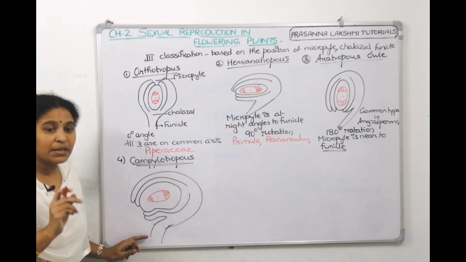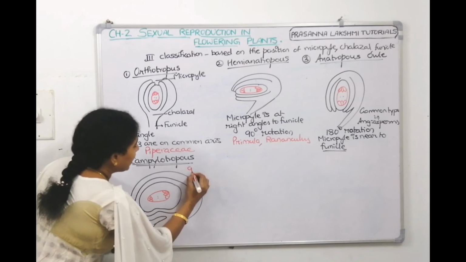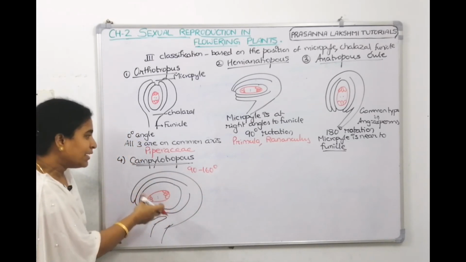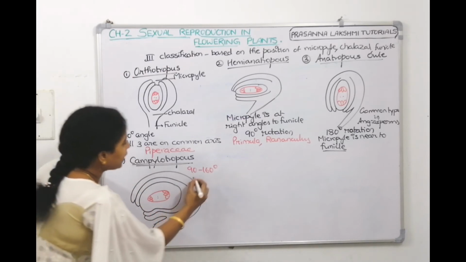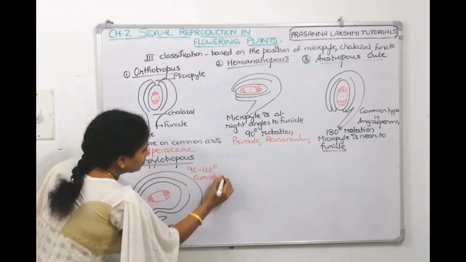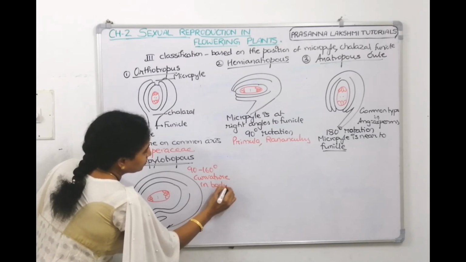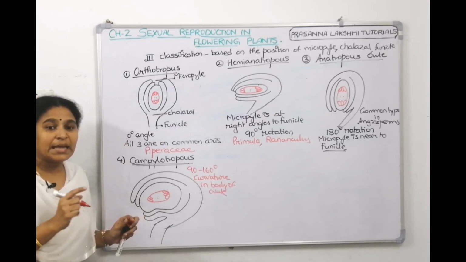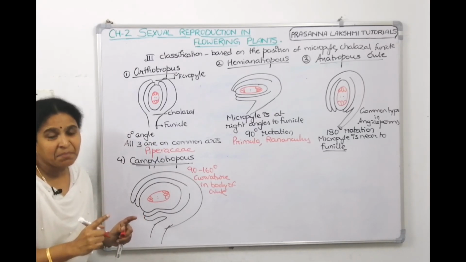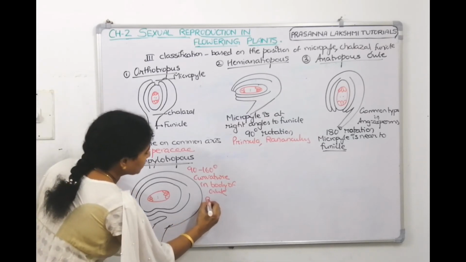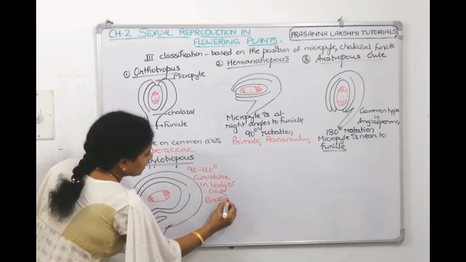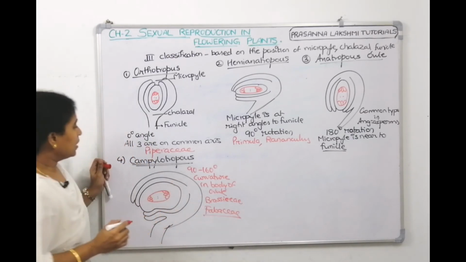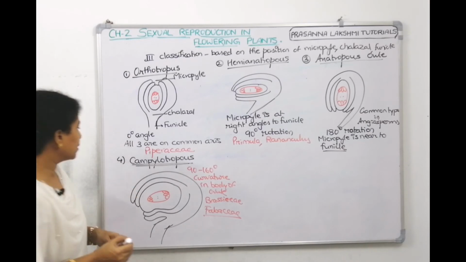For Campylotropus, we can tell the rotation is 90 to 160 degrees, because it's not a complete 180. From 90 to 160 it rotates. So there is curvature in the body of the ovule. You can see there's a curvature in the body of the ovule. Examples for Campylotropus are Brassicaceae members and Fabaceae members. What are the examples? Brassicaceae and Fabaceae members.